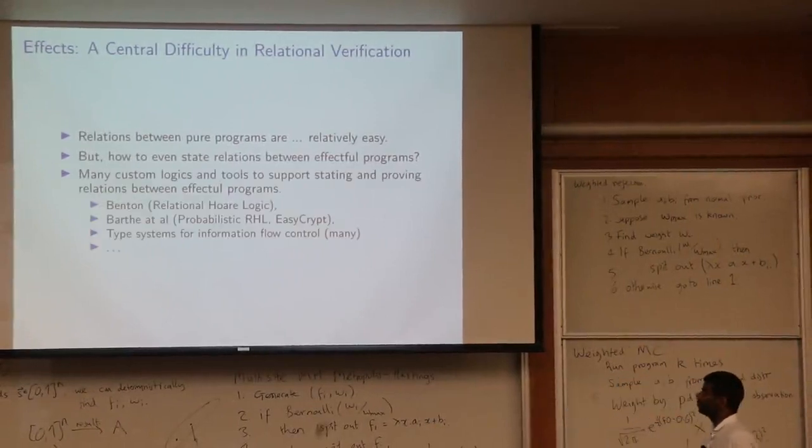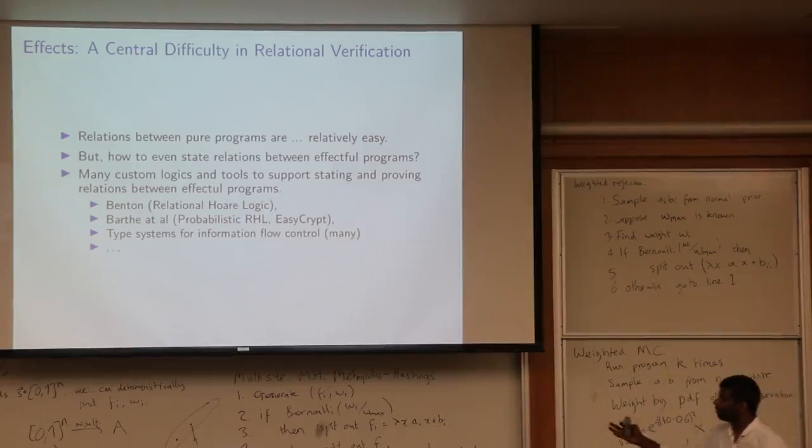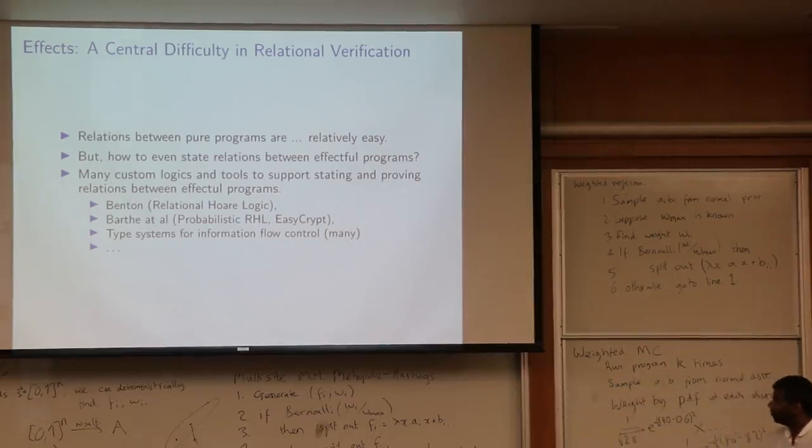There are many custom logics and tools out there that support stating and proving relations among effectful programs. There's a paper by Nick Benton, a 2003 or 2004 paper. It's a very nice paper, and I think it kicked off a line of research on doing proofs using relational Hoare logic, which is a Hoare logic that relates pairs of commands by a relational pre- and post-condition. There have been many systems following it that add more sophistication. For instance, the work by Gilles Barthe's group looks at how to add probabilities into this picture and do probabilistic relational Hoare logic. There are tools based on it, such as EasyCrypt, which does cryptographic proofs about probabilistic equivalence of cryptographic programs.